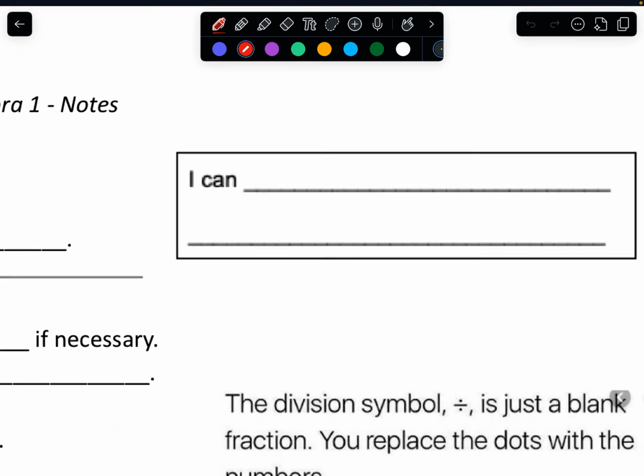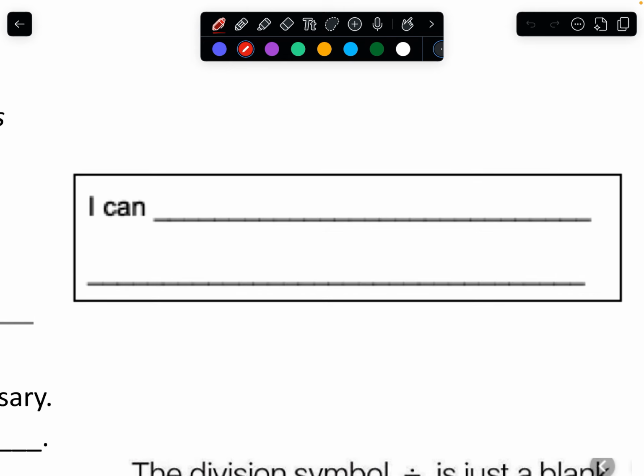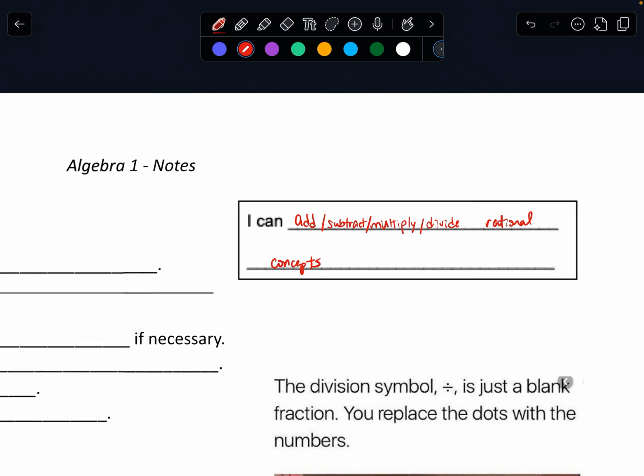So today's objective is to review: I can add, subtract, multiply, and divide rational numbers. This was a key concept last year in 7th grade math, rational numbers. Rational numbers is a fancy way of saying fractions. So today we are going to review all operations of fractions. Also, at any point during the Edpuzzles, feel free to pause and rewatch any of the parts if I'm going too quickly.